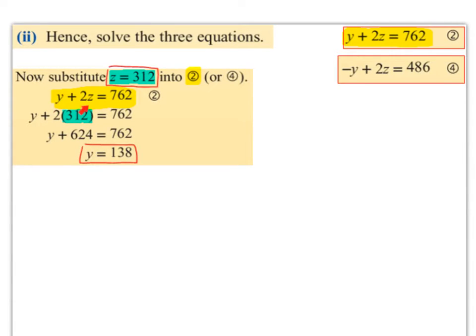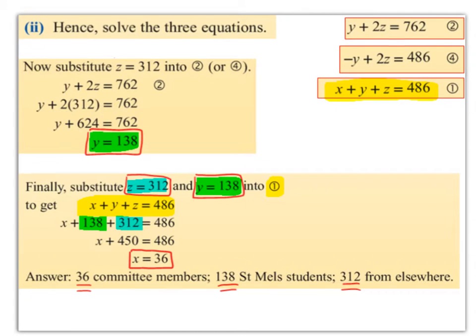So y plus 2z is equal to 762. We swap that z for a set of brackets and put 312 into it. 2 times 312 is 624. And 762 minus 624 is 138. So y is equal to 138. So we found z, we found y. Now we need to sub both of those into one of the original equations containing an x to find x.